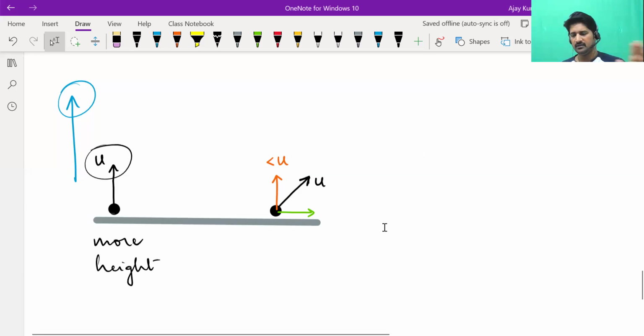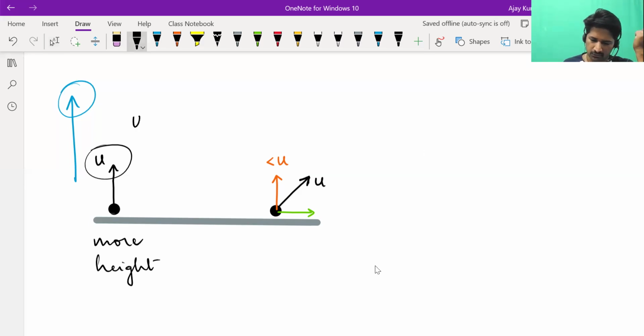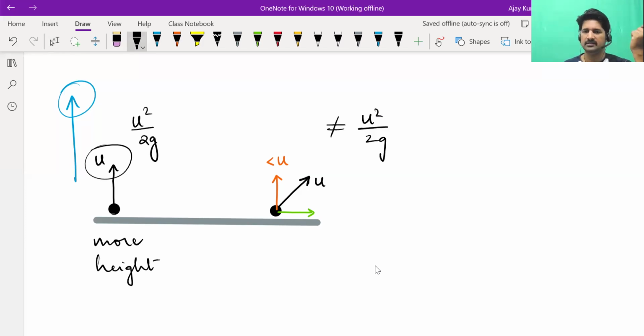So definitely, if all the velocity is pointed in the upward direction, then the object will go to a greater height than when just a component is pointed in the upward direction. And we know that in the first case, the answer is u square by 2g. Then in this case, the answer cannot be u square by 2g. It should be definitely less than that. Yusuf, are you convinced with this? Yes, sir.